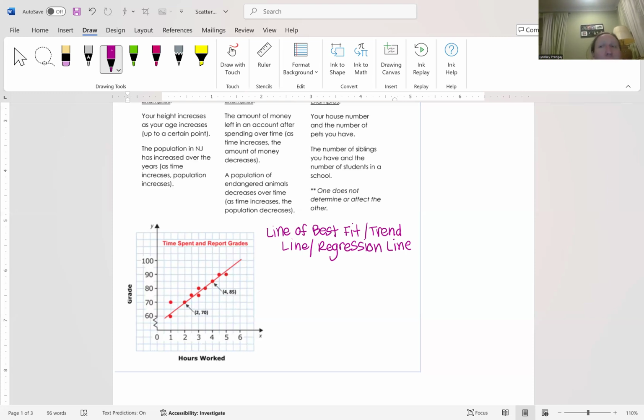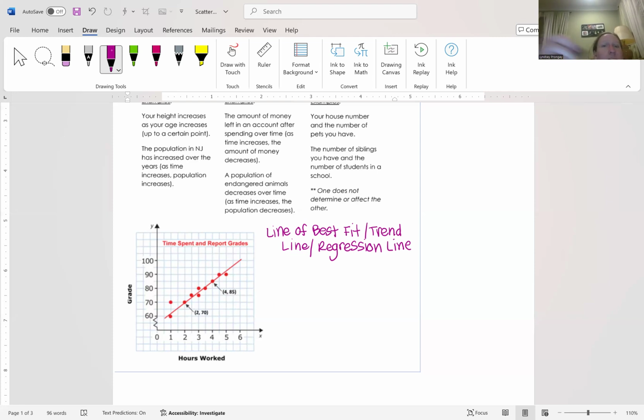I am never going to make you draw the line. It's going to be given to you, or maybe we end up using technology to calculate it. You're not going to have to sit there with a ruler and try to figure out where it goes. What you will have to do, like in this example, is use the information given to you to give me the equation of that line of best fit. Luckily, it's exactly the same as what we've been doing for the past month or so, which is to take your two points, find a slope, and then figure out what the y-intercept would be.